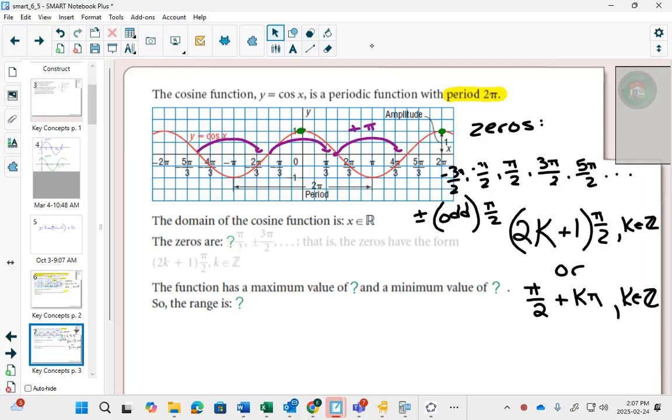And if I can, textbook here, yeah, they did the 2k plus 1. They did the odd one. Here, maximum 1, minimum -1, and a range from -1 to 1.